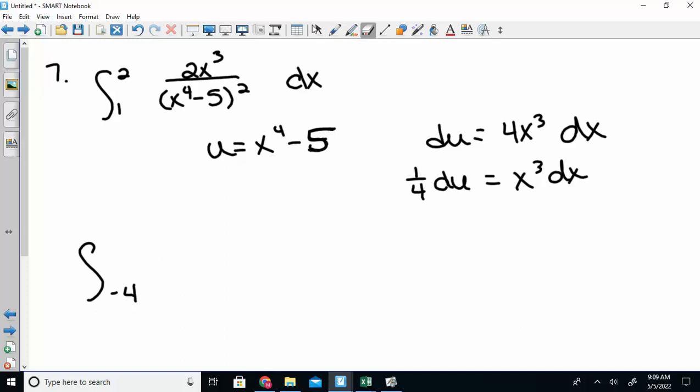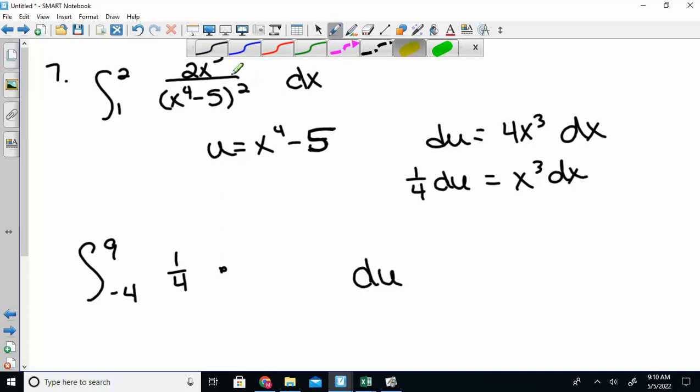No, I did 2 to the 5th, didn't I? 2 to the 4th is 16, minus 5 is 9. Sorry about that. Okay, so we have the 1/4 and we have the du times. We are replacing the x cubed dx with the 1/4 du.